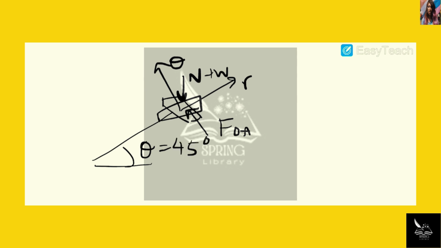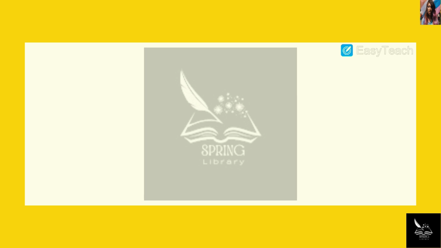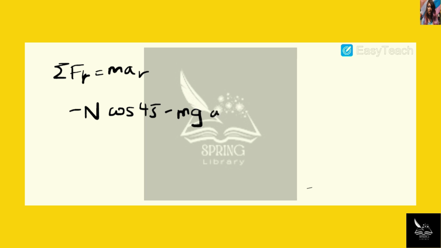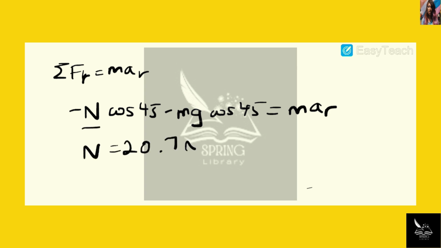So we can resolve our forces in the r and theta direction. We see that the net force in r is equal to m times a_r. And resolving forces in the r direction gives us negative N cos 45 minus mg cosine 45 is equal to m times a_r. And we can go ahead and isolate N here, and this gives us an N that's equal to 20.7 newtons.